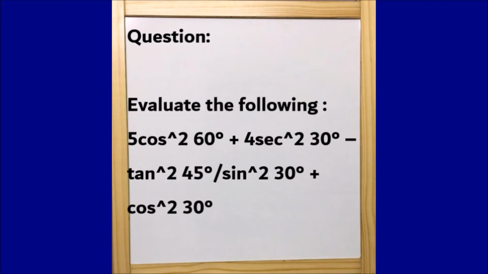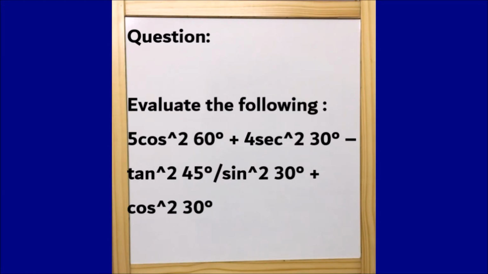The given question is: evaluate the following: 5 cos square 60 degree plus 4 sec square 30 degree minus tan square 45 degree upon sin square 30 degree plus cos square 30 degree. Again guys, this question is a very simple one. We just need to put down the values from the trigonometric table.